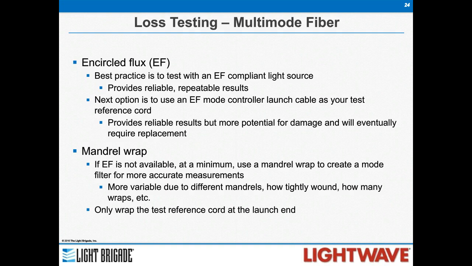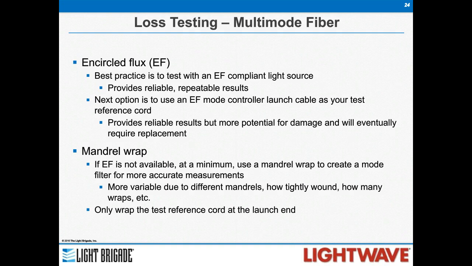It manages the launch. It restricts the launch to the point where it's a really controlled spot size coming out of the cord and into your fiber under test. If we talk about best practices, encircled flux is the most repeatable, reliable best practice. Some people will not be happy that I even talk about a mandrel wrap because EF is really in the spec, but in all practicality, people don't always have an EF compliant source. They don't always have an EF launch cable. So a mandrel wrap may very well be your option to control your launch and at least make your testing as accurate and repeatable as possible.